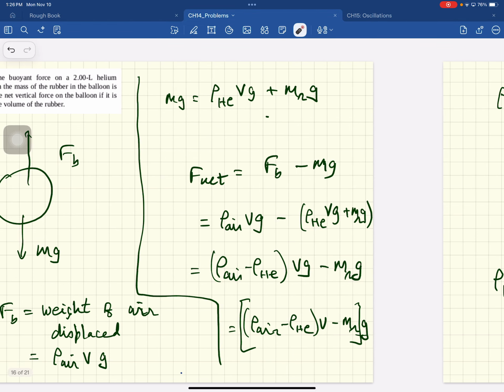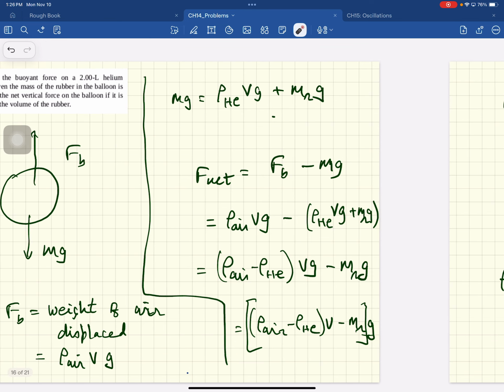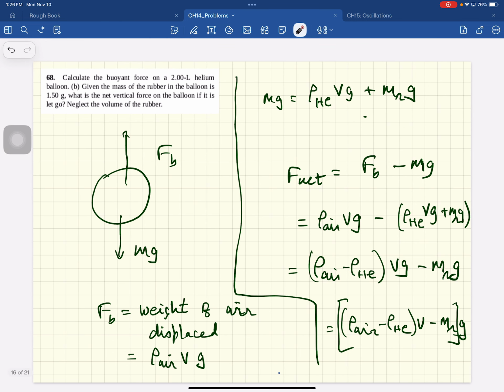I hope you guys are understanding this. So let's calculate, when will the balloon not rise? When the air density is equal to the density of the helium. No, when this term is equal to this term. So when this thing is 1.5 grams.